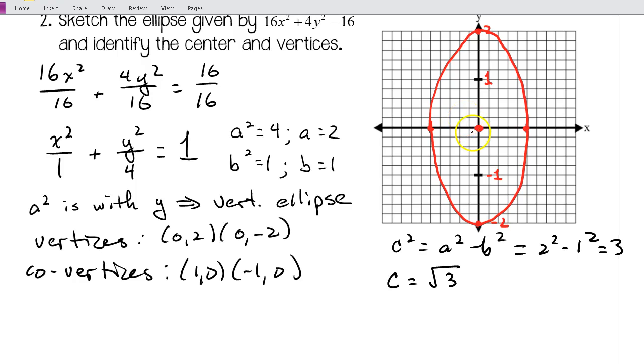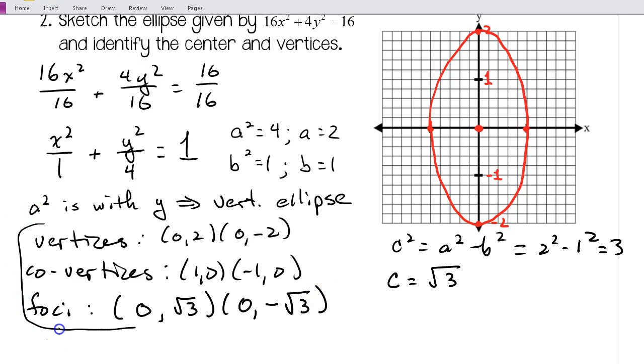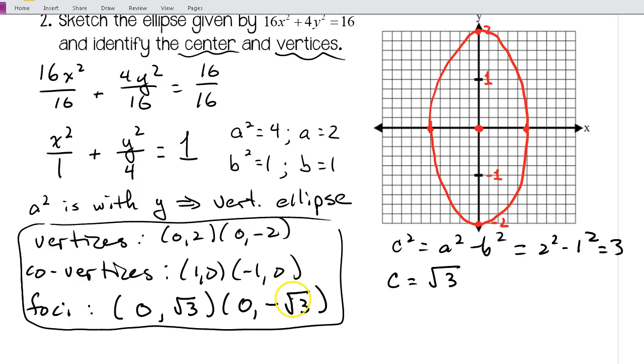So that means I'm going to go up square root of 3 and down square root of 3, so foci, since my center is at 0, 0, I'm going to go 0, and then I'm going to go up square root of 3, and then I'll be at 0 for the x, and I'm going to go down, so that's negative square root of 3. So this stuff's extra. Really all we had to do was sketch a graph, identify center and vertices, and we identified the foci as well.